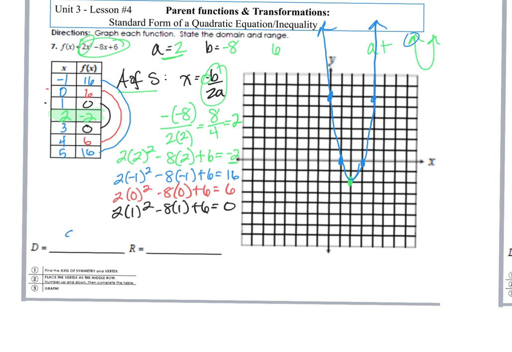I know that I do not have any limit on my x values. It will be all real numbers. What's my range? I find my vertex. What's that y value for my vertex? It is negative 2. And it's everything above negative 2.